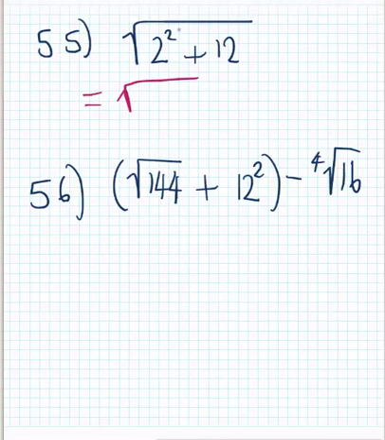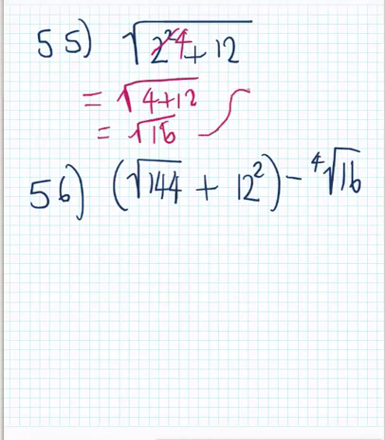I know 2 squared is saying 2 times 2, which is 4. And then I have 4 plus 12. What is 4 plus 12? Well, I know 4 plus 12 is 16. And now the square root of 16, is there a number times itself twice to give us 16? I'll put the answer up here. Yes, there is. I know 4 times 4 is 16. So the answer is 4. And that should have been your final answer.